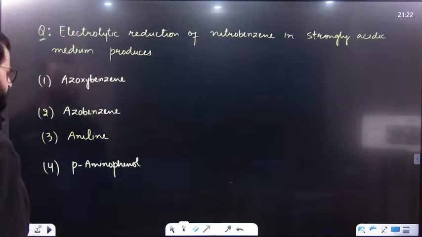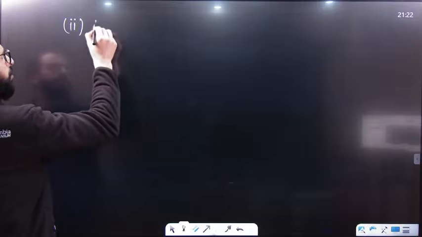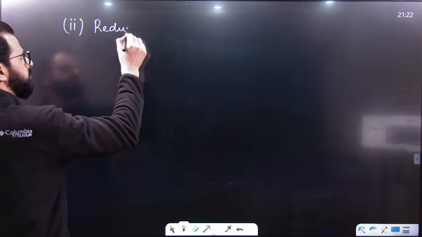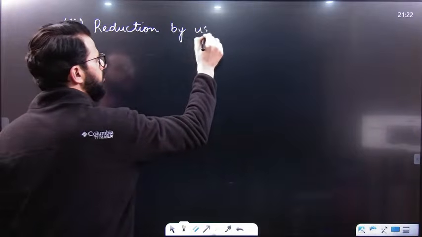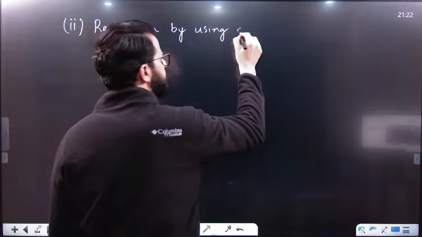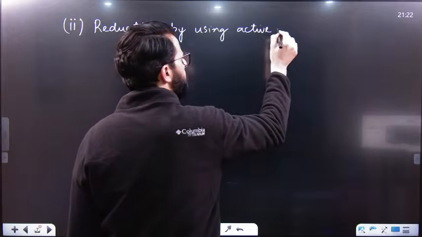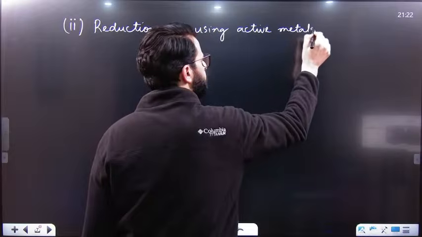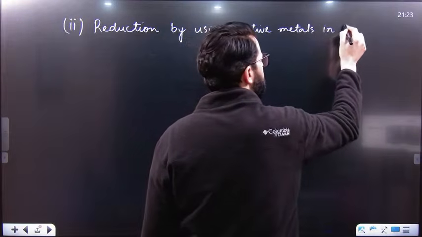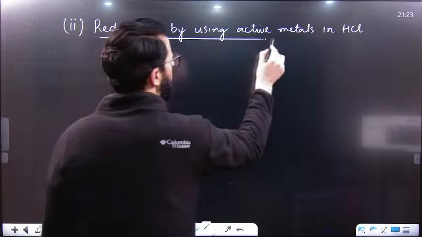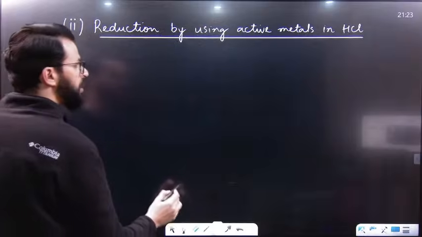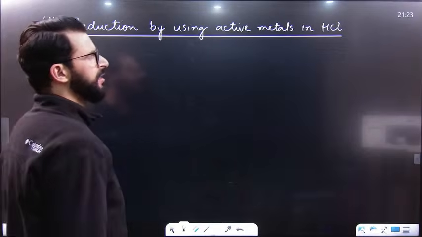Another reaction, after catalytic reduction, is another type of reduction, reduction by using active metals in acidic medium, for example in HCl. So another reaction is reduction of nitro compounds by using active metals in HCl.